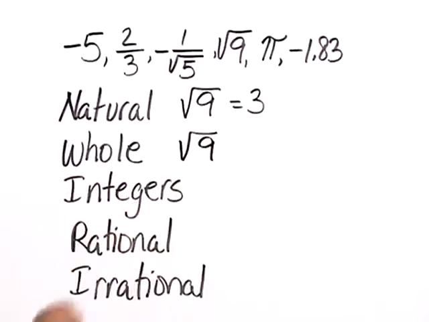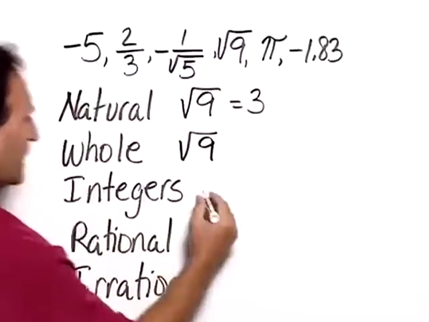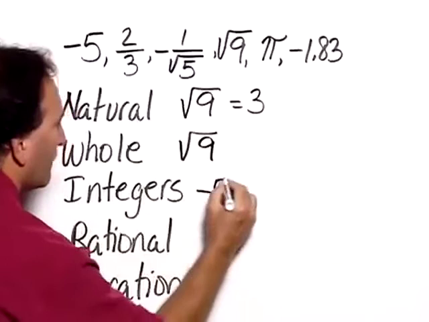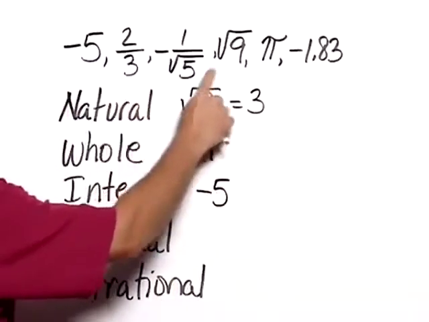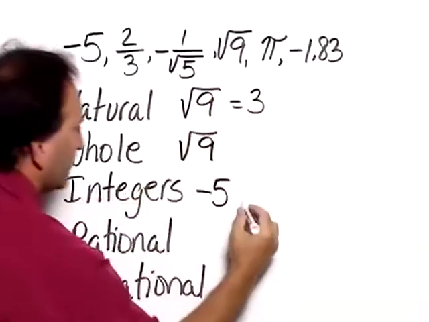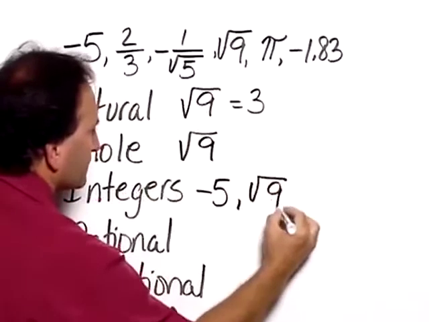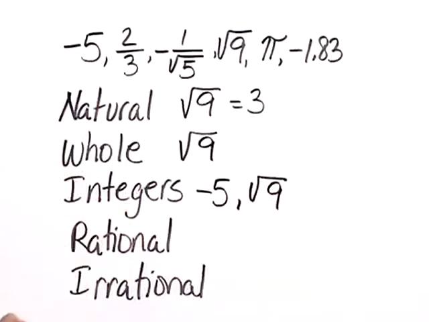Now the integers are the whole numbers plus the negative natural numbers. So we would have -5, and we would have the square root of 9, and that would be it for the integers.